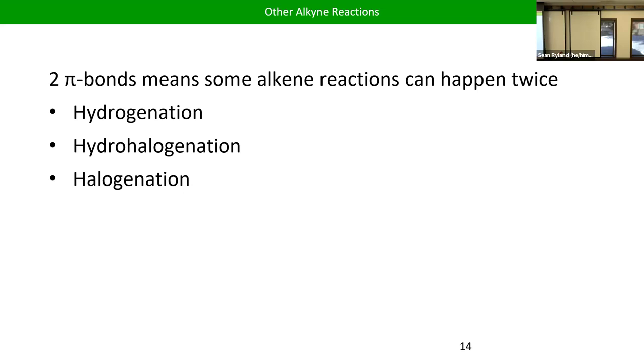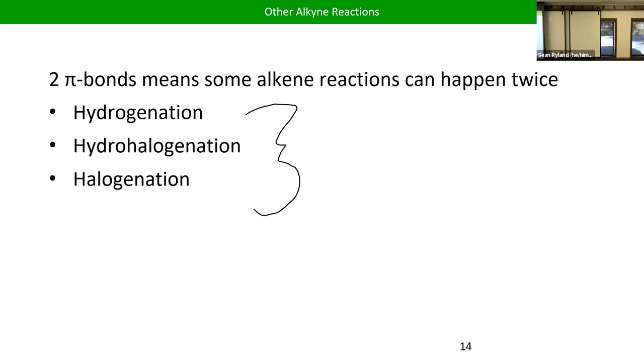Because we have the 2 pi bonds, like I said, all the same terms are going to apply to alkyne reactions. Usually it just means we can do it twice. You can do 2 hydrogenations to take an alkyne to being an alkane. You can do a hydrohalogenation where you add hydrogen to one side and a halogen to the other, and you can do it twice if you wanted to turn it back to being a dibromide, for instance. You can do regular halogenation where you add a bromine to each side of the pi bond. So we could actually make a tetrabromo compound by doing this.